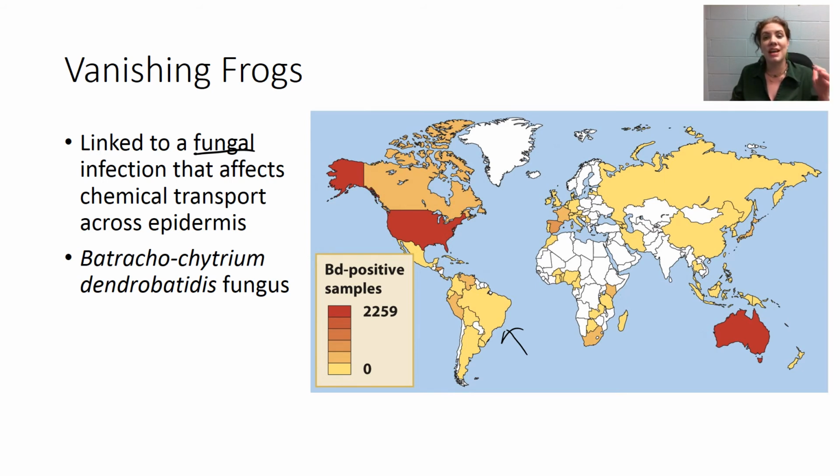And it was finally this fungus, chytridiomycosis, that was linked to the declining populations of frogs. It actually affected their ability to transport chemicals across their epidermis. So it was tied to their skin, just not in the way we expected. And to this day, since I've learned about this and a few other things, you've got to keep in mind that fungi can also cause disease.